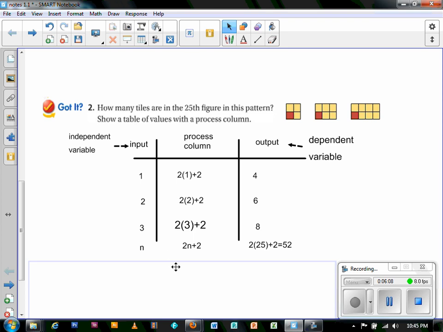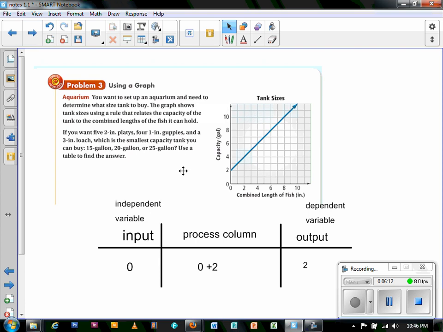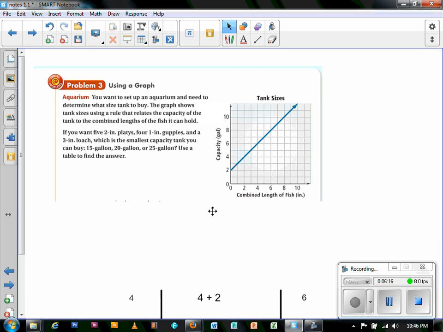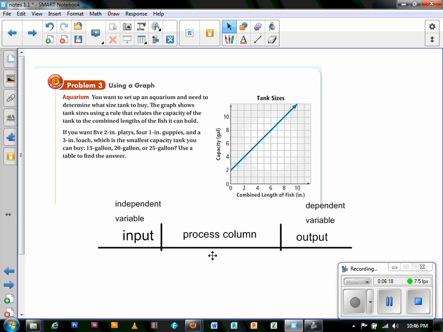Our next question that I selected was out of the textbook, and you're not supposed to see that yet, but here's what I've got. I've got three columns again to help us. Again, I call the input the independent variable, the output the dependent variable, and then the process column.